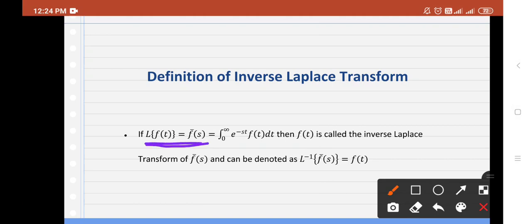Kindly note this, when we are taking Laplace transform, then we are taking Laplace transform of a function of t and the result is in terms of s. But when we are finding inverse Laplace transform, then L inverse of f bar of s is there and the answer is in terms of t. That is, the result of inverse Laplace transform is always a function of t.